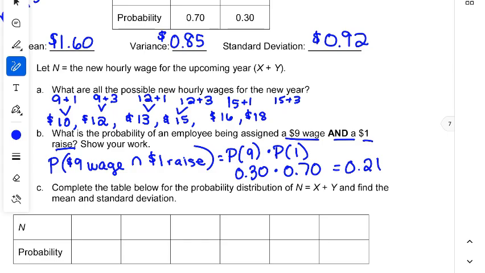So this is actually the probability of having $10 as your new wage, right? That's what we just found. Because it was a $9 wage plus a $1 raise, which is $10 as our new value. So we're going to do that for each of the possible wages. So the possible wages are $10, $12, $13, 15, 16, and 18.